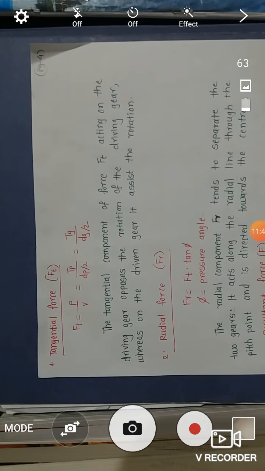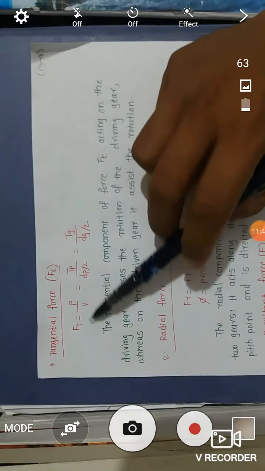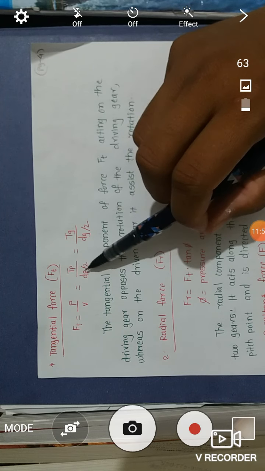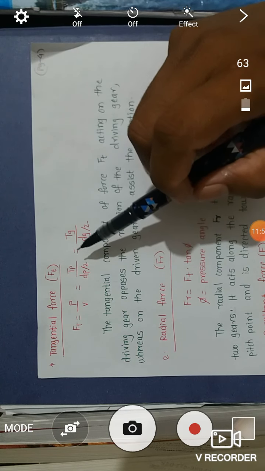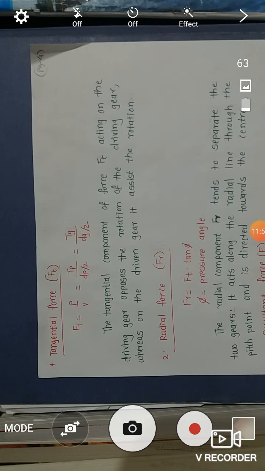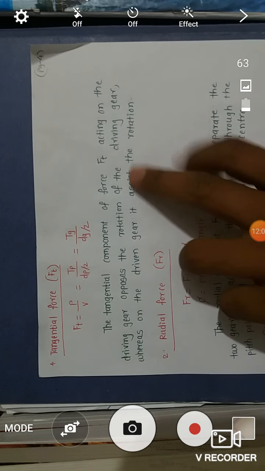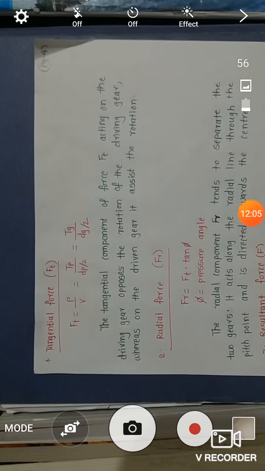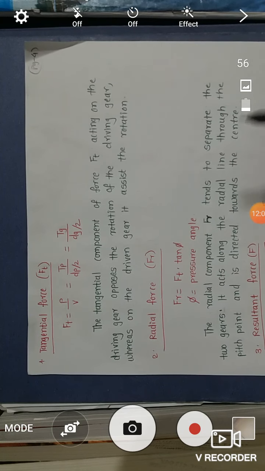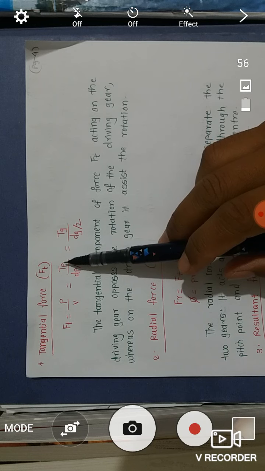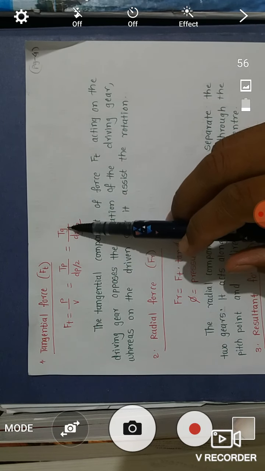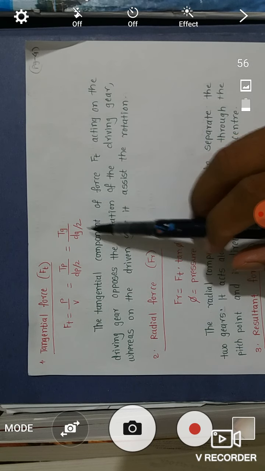If we see the relations, the tangential force Ft is equal to power upon pitch line velocity V, which is equal to torque on pinion divided by dp upon 2, which is equal to Tg upon dg by 2. So the tangential component of force Ft acting on the driving pinion is equal to torque acting on pinion divided by radius of pinion, which is equal to torque acting on gear divided by radius of gear.